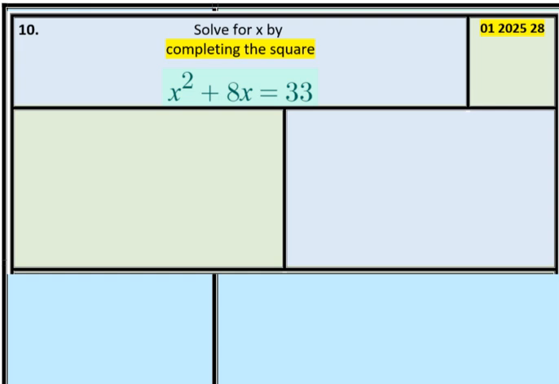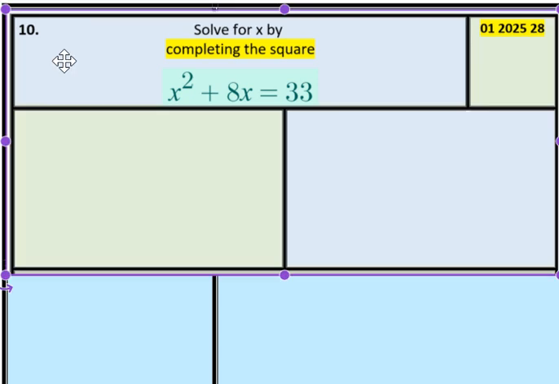Okay, question 10. Solve for x by completing the square. Here's our function, x squared plus 8x equals 33. Now, since this is a quadratic, I really want to deal with the squared first.